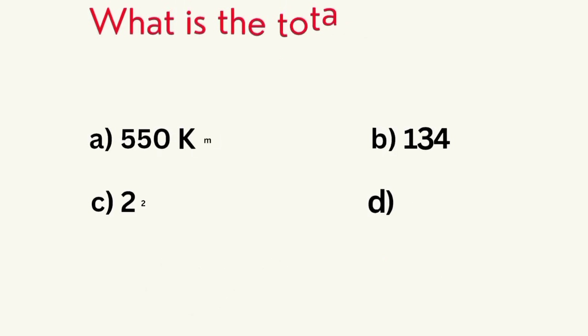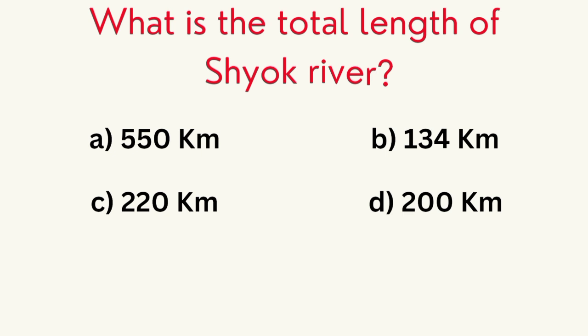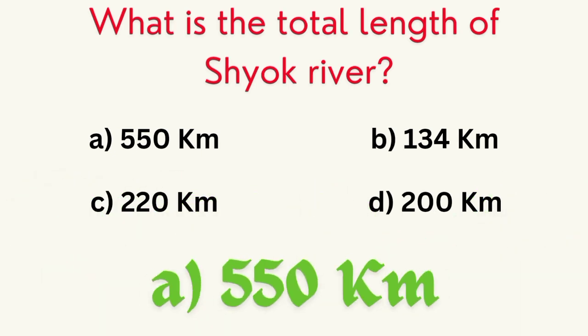What is the total length of Shyok River? A. 550 kilometers. B. 134 kilometers. C. 220 kilometers. D. 200 kilometers. Answer, A. 550 kilometers in Gilgit-Baltistan.